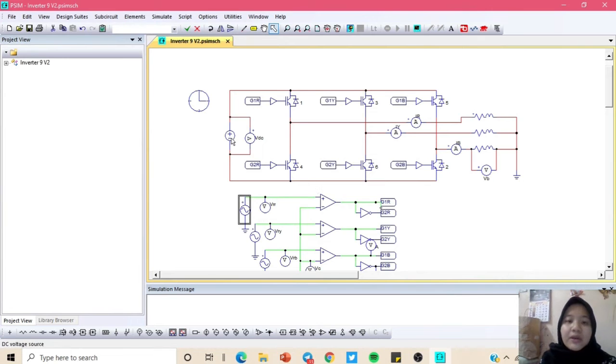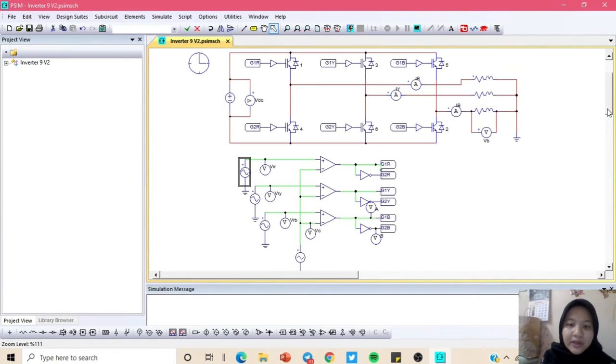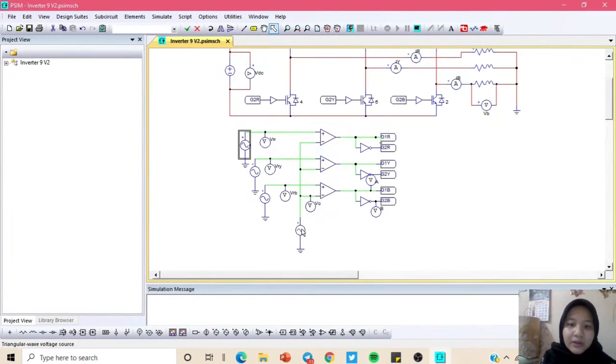Next, why we use DC supply here? As we know, the inverter function is to convert the DC signal into AC signal. So in this simulation, we want to convert into AC signal by using SPWM technique. SPWM stands for sinusoidal pulse width modulation. So we have 3 sinusoidal references here, comparing with the carrier wave, and we use 1 triangular wave and 3 comparators.